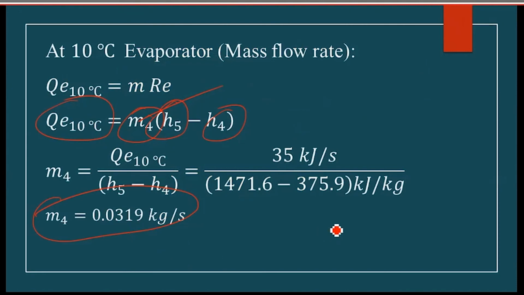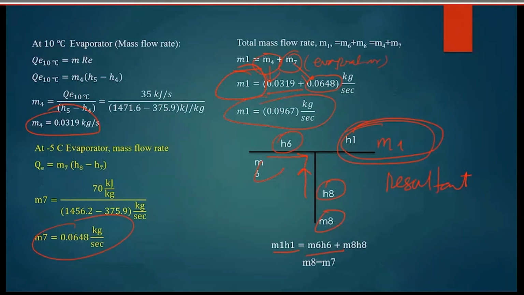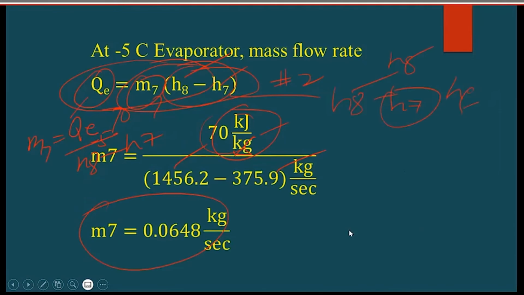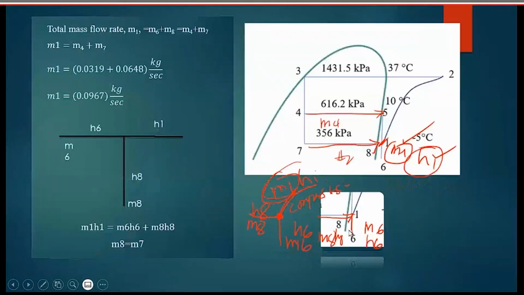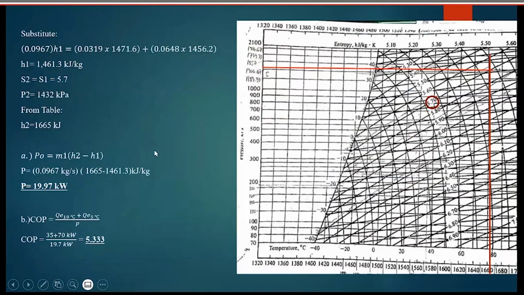So now the equation a while ago is this, right? M1H1 equals M6H6 plus M8H8, but M8 equals M7. So if we substitute values, then we can get the values. So we can easily get the H1.